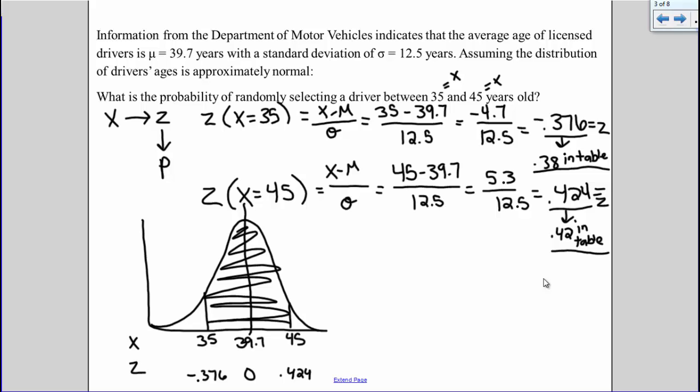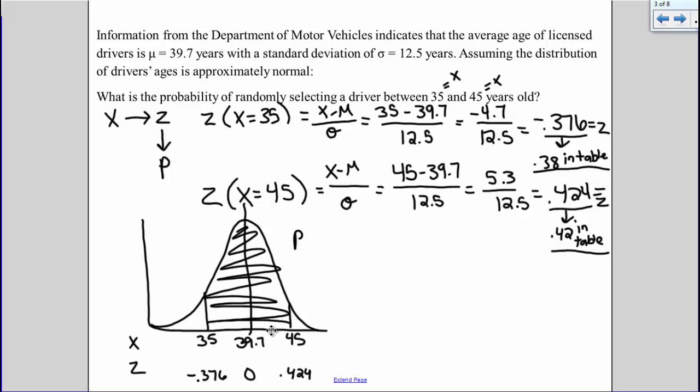There's multiple ways that you could find this. You could look for the proportion in the body for a z-score of 0.42 and subtract the proportion in the tail for a z-score of 0.38, and you would be left with this. You could take the proportion in the body for a z-score of 0.38 and subtract the proportion in the tail for a z-score of 0.42. But I'm only going to demonstrate the easier way, in my opinion, because anytime you're looking for the probability of randomly selecting a range of scores where the mean is in the middle, you can simply take the mean to z for each and add them together.